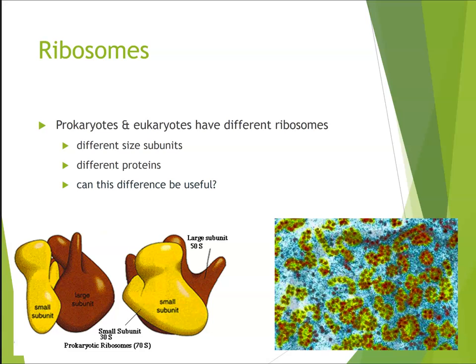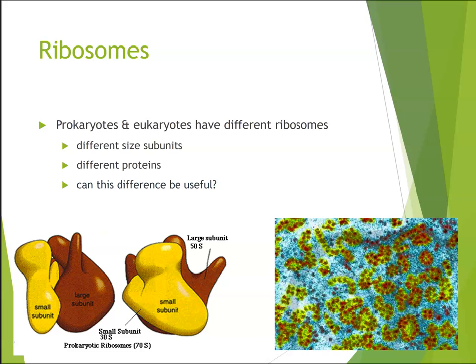Prokaryotes and eukaryotes do have different ribosomes. Structurally, they are different from each other. They still have a small and a large subunit, but the sizes of those are different. They are made of different proteins. Prokaryotes and eukaryotes have very different functions. Prokaryotes are very simple. Eukaryotes are much more complex and do a lot of different things, whereas the ribosomes in the prokaryotes are not quite as complicated.